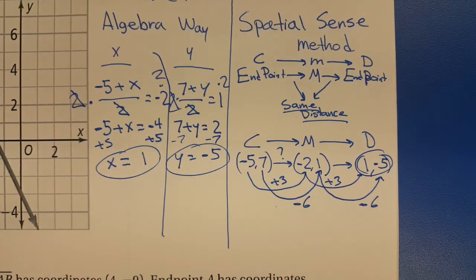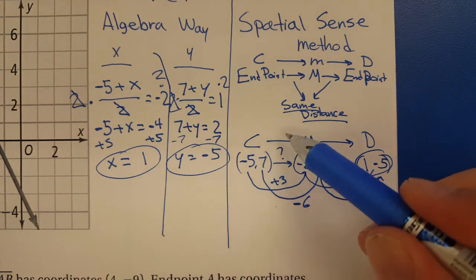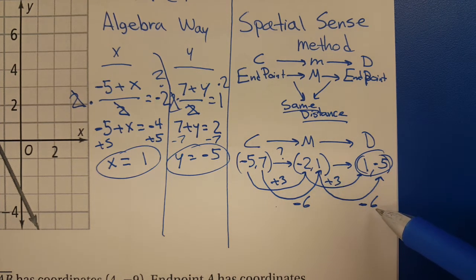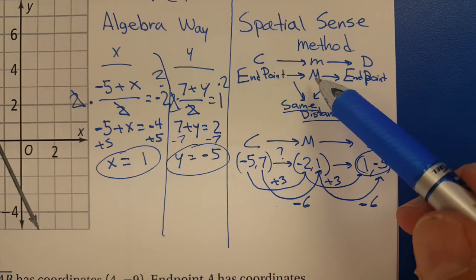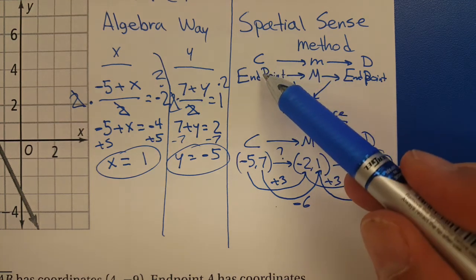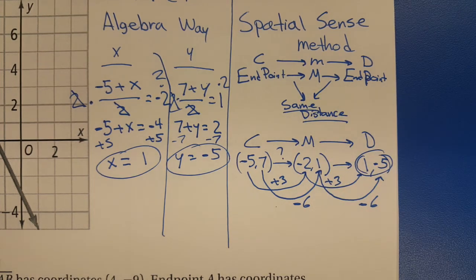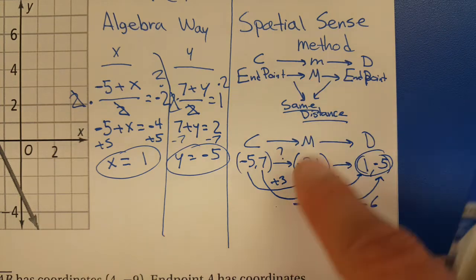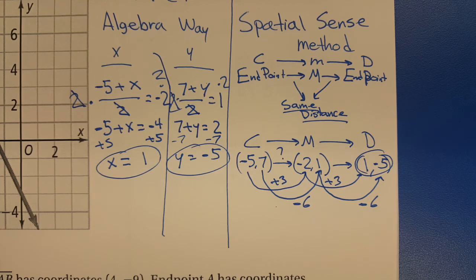Beautiful, right? So that's the spatial sense method. You ask yourself, how did the x values and y values change to the midpoint? It looks like you did a plus 3, then you did a minus 6, and then you copy and paste. You do it again. The midpoint is in the middle, so it's the same distance to the middle. If you copy and paste the distance, you'll get to the other endpoint. I like that one a lot better than the algebra way. This one works, but I like the other one a lot better because it's using common sense and spatial sense. I might show you the student practice here in a second, so be ready.